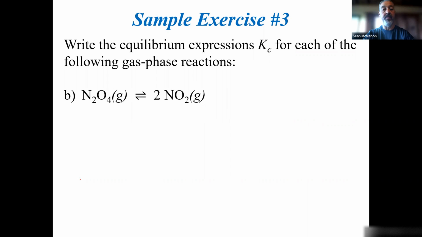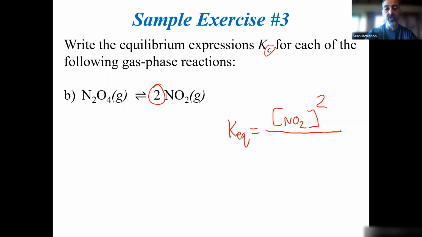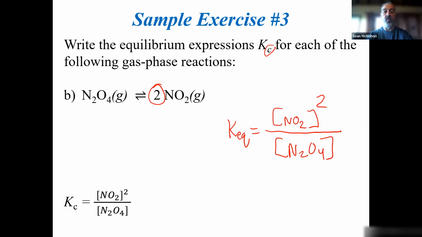So what about B? Well, same thing. My K of equilibrium or my Kc for concentration is what? Products over reactants. My product is what? Nitrogen dioxide, but I have a coefficient of 2, so I square that value, and then my reactant is N2O4. So we are just simply practicing from a balanced chemical equation, writing out the correct equilibrium constant, which is basically a quotient of products over reactants.